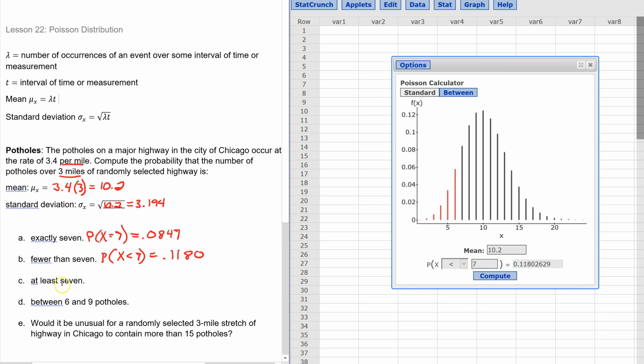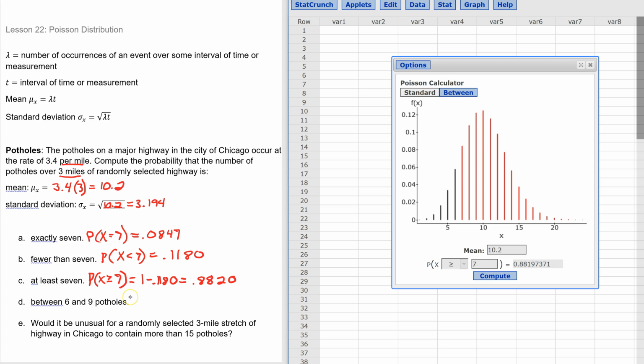The next one is at least 7. That changes this to the probability that x is greater than or equal to 7, which is actually the complement of what we just did. So I can go 1 minus the 0.1180 and have an answer of 0.8820.